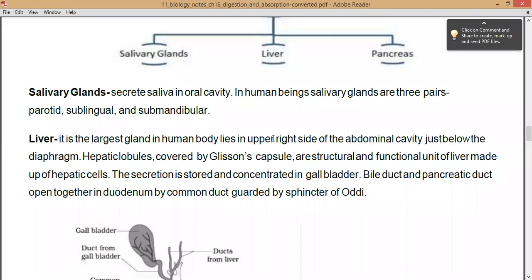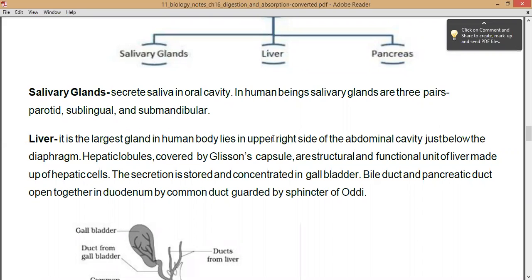So the salivary glands secrete the saliva, and in human beings there are three pairs of salivary glands. The first is parotid, second is sublingual, and the third is submandibular. Amongst these three, the largest salivary gland is the parotid gland.